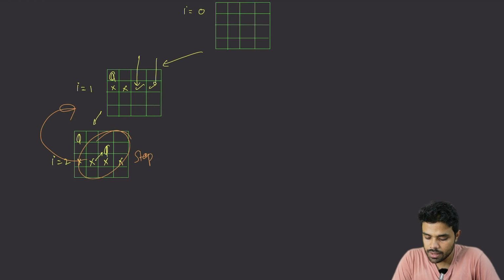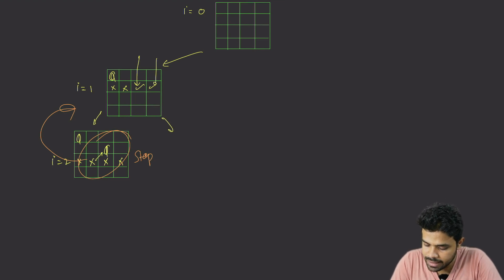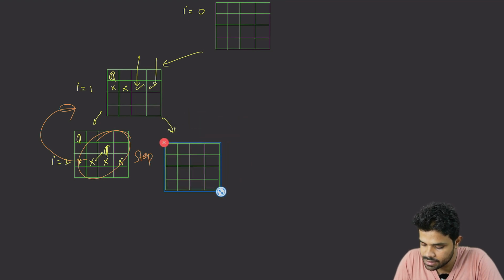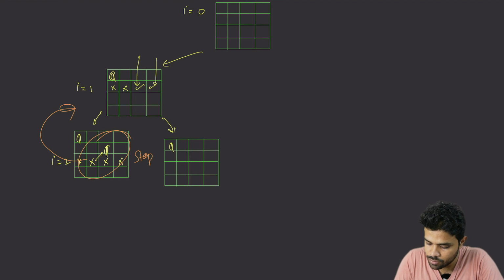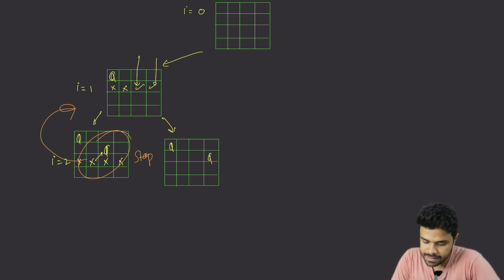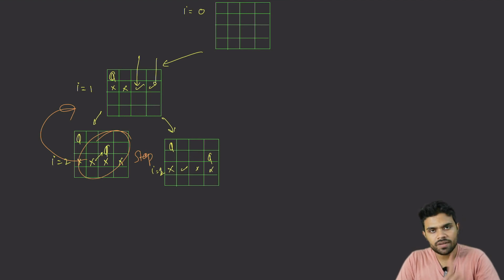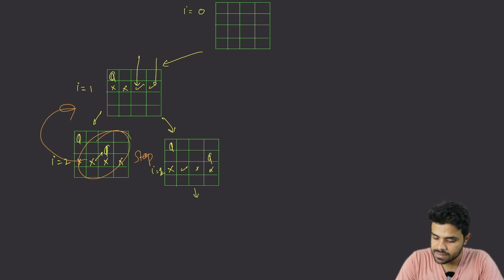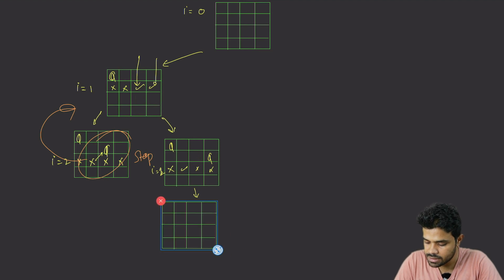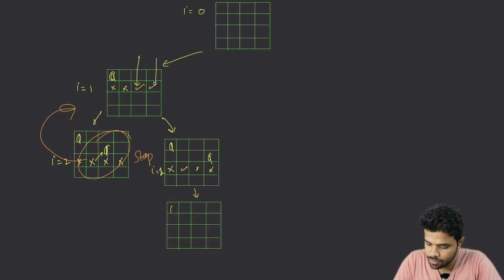Now let us go in this direction. We will have something like this: first queen here, second queen over here. Now in the third row, where I is equal to 2, do we have any safe place? No, no, yes, no. Only one safe place is there, so we can place the queen over here. So if we place the queen at the safe place, we will get a configuration like this, with queen, queen, queen.